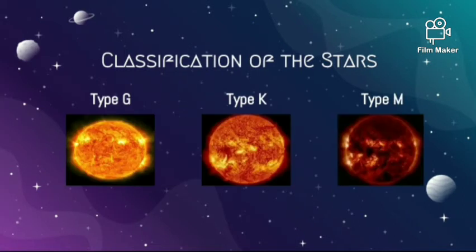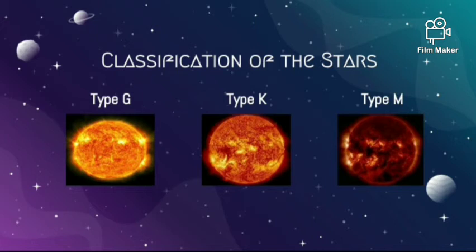Type G stars. Type G stars, or yellow dwarfs, have about 0.8 to 1.2 solar masses and a temperature between 5,300 and 6,000 kelvins. The Sun is a Type G star.